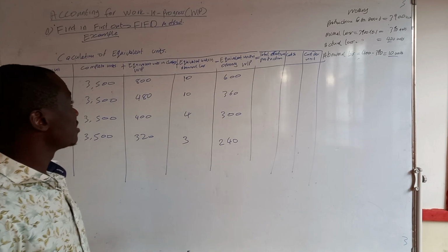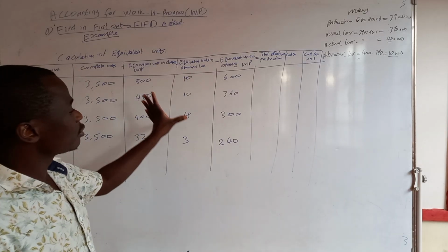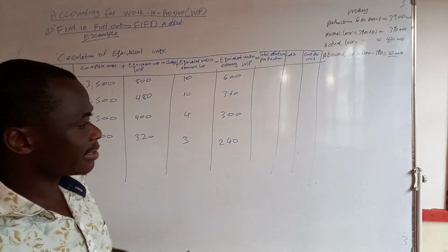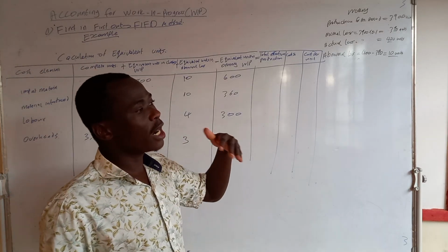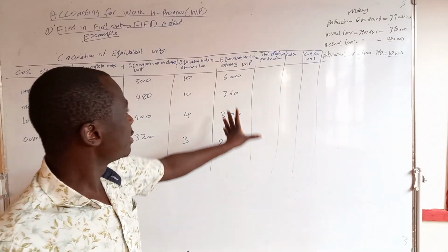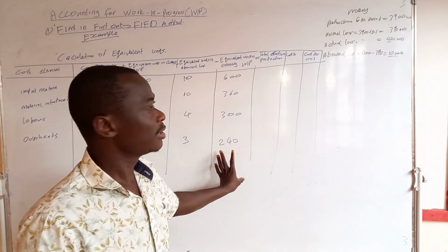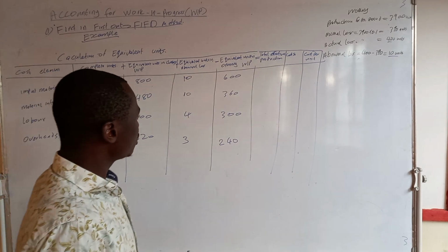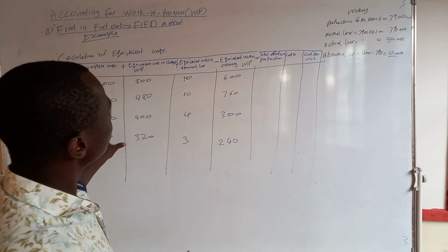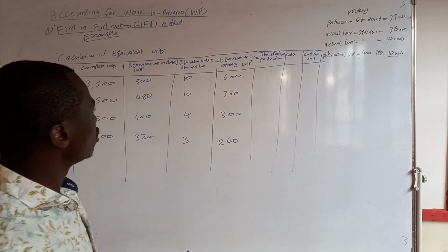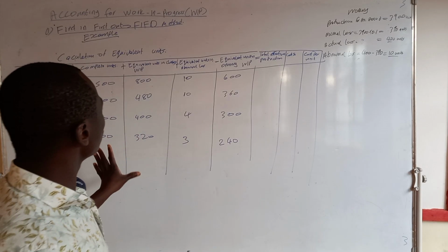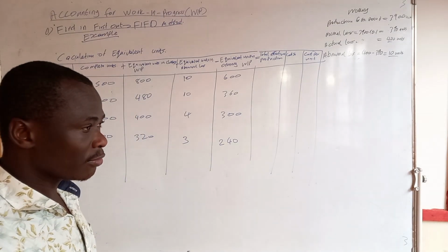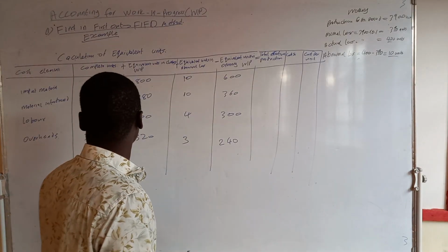What is happening here is that whatever we are getting is what has been worked on this period, less what was worked on in the previous period. This is what was worked on in the previous period, and these are the work of the current period. So we want to know exactly what we have at the end of our period.